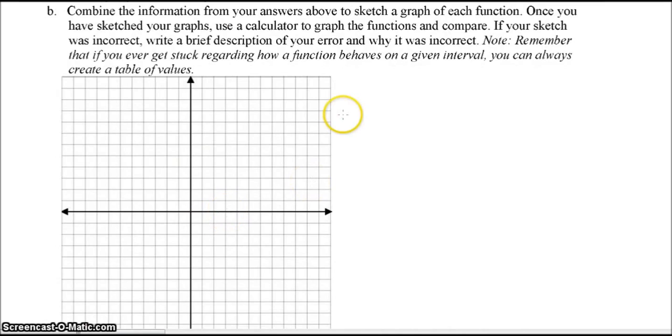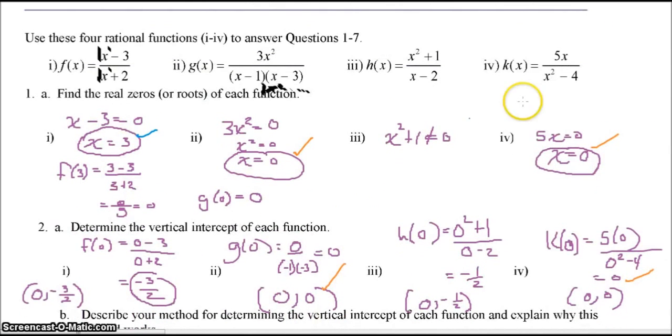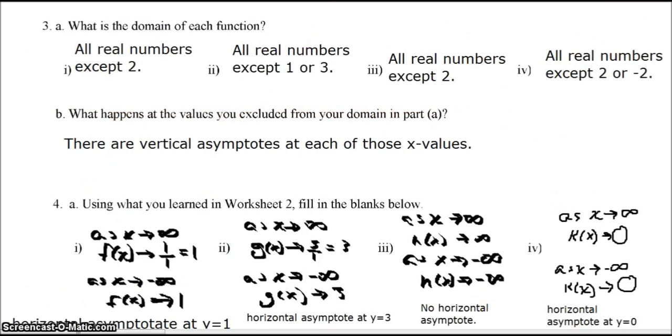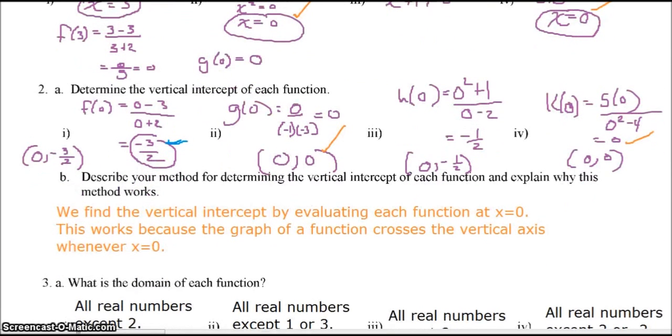So I know that this is again the graph of f of x. At 1, 2, 3, my function will cross the x-axis. There's the root, x-intercept, or 0. Now I also know that the vertical intercept is negative 3/2. So that means, let's see, at negative 3/2, that's negative 1.5, I'm going to have my function there. What else?